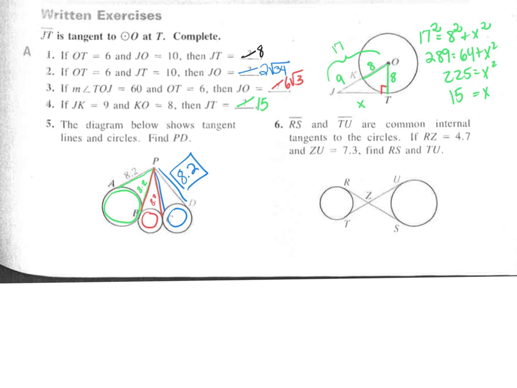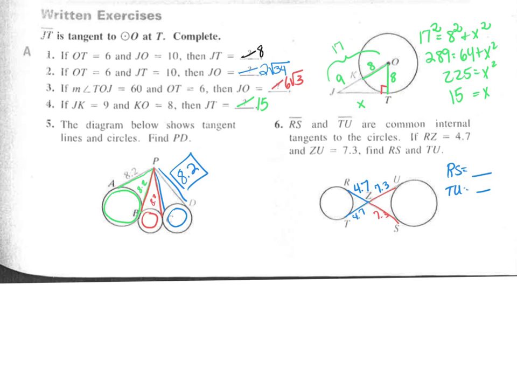Let's look at the last one on this page. RS and TU are common internal tangents to the circles. If RZ is 4.7 and ZU is 7.3, find RS and TU. All right, if ZR is 4.7, then ZT is going to have to be 4.7. And if ZU is 7.3, ZS has to be 7.3.